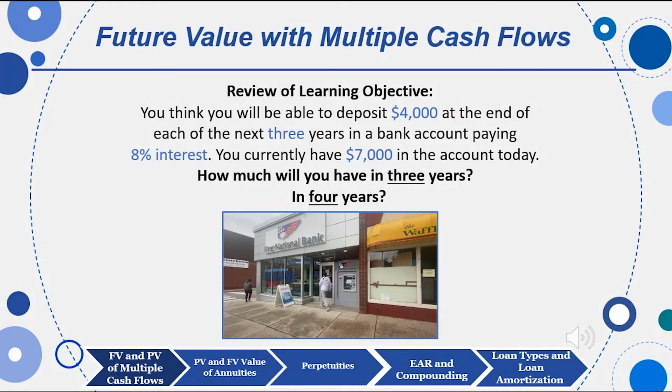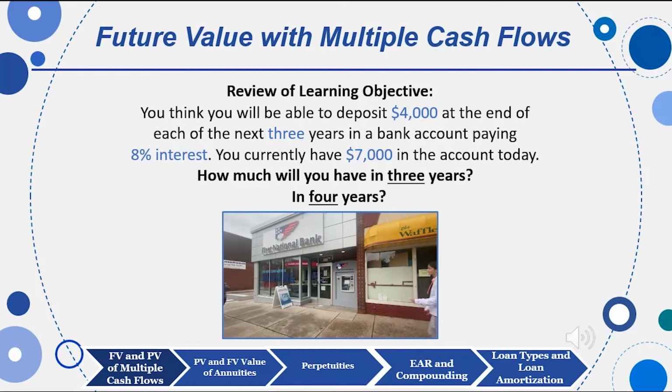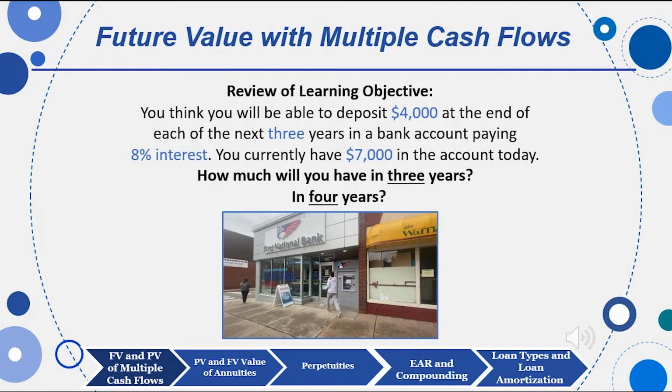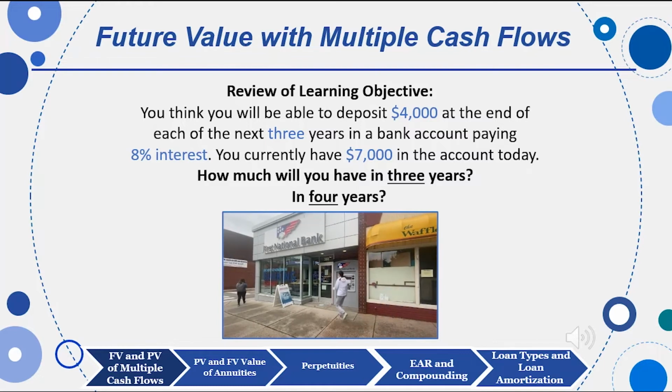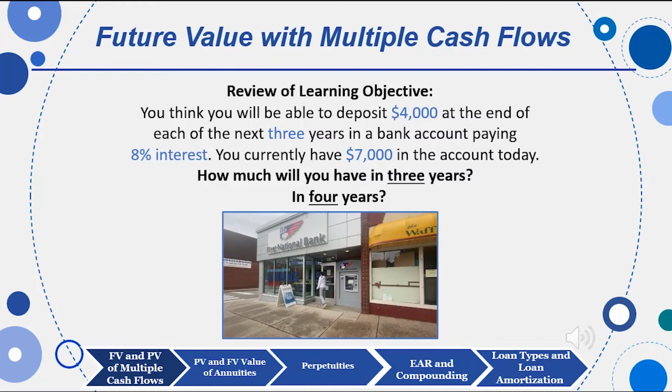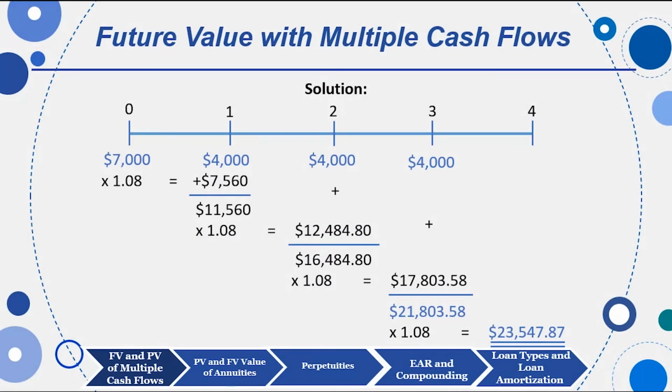You think you can deposit $4,000 at the end of each of the next 3 years into a bank account that already has $7,000 in it today. You can earn 8% interest. How much will you have in 3 years? How much will you have in 4 years? Now on chapters 6 through 11, I'll recommend that you always create a timeline.